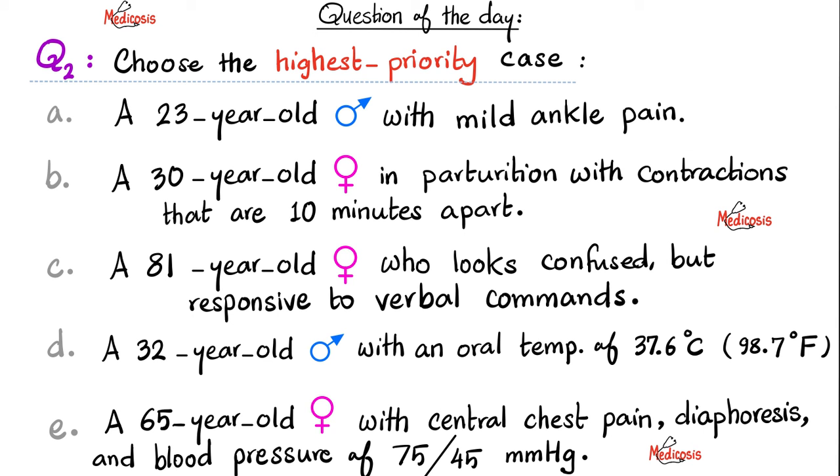And here is today's question. Please choose the highest priority patient. Here is A, B, C, D, or E. Let me know your answer in the comments. You will find the answer key in the next video where we talk about the vital signs.